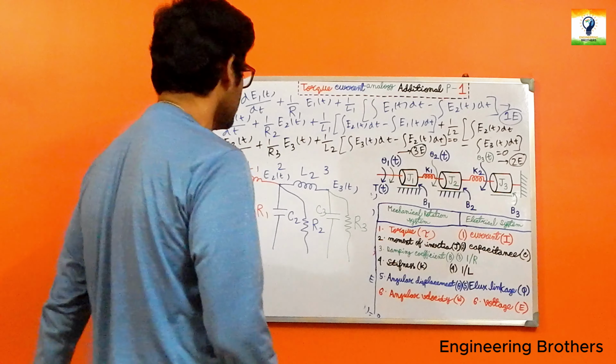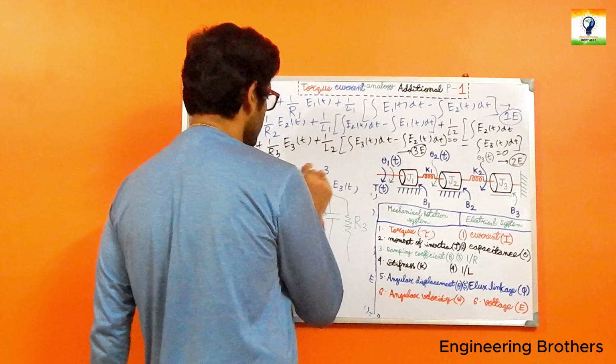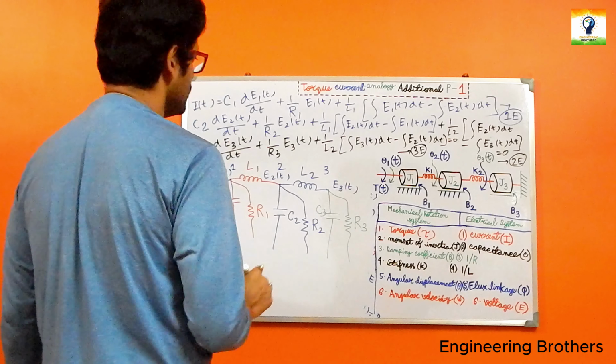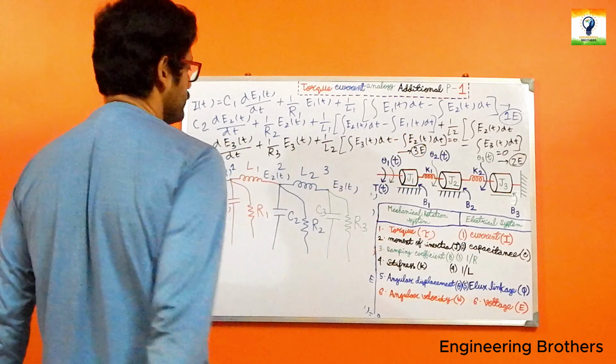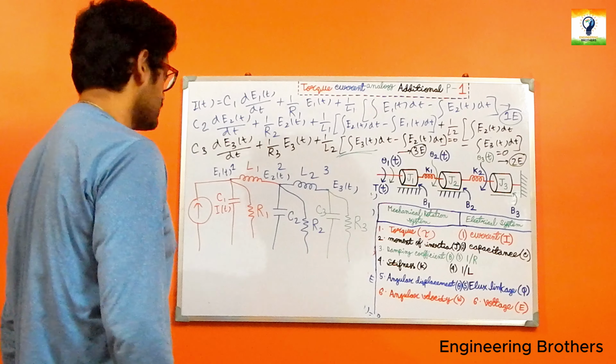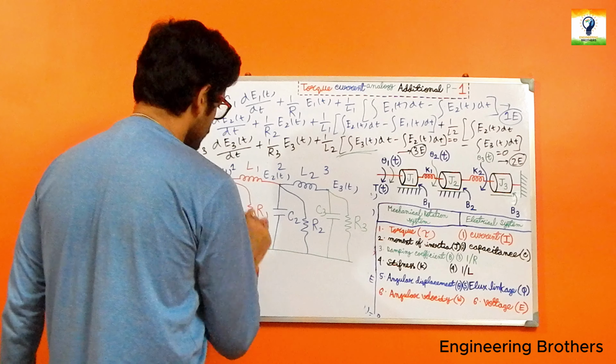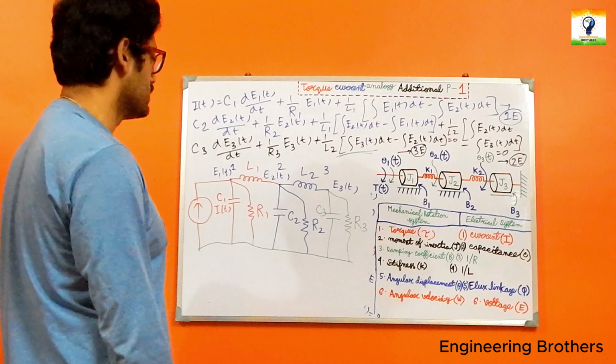As you can see, in between our two voltages E2t and E3t, the inductor L2 has already been placed over here, and this is the equation part of our consideration. So let us include our ground part over here. So this is our final torque current analogy over here.